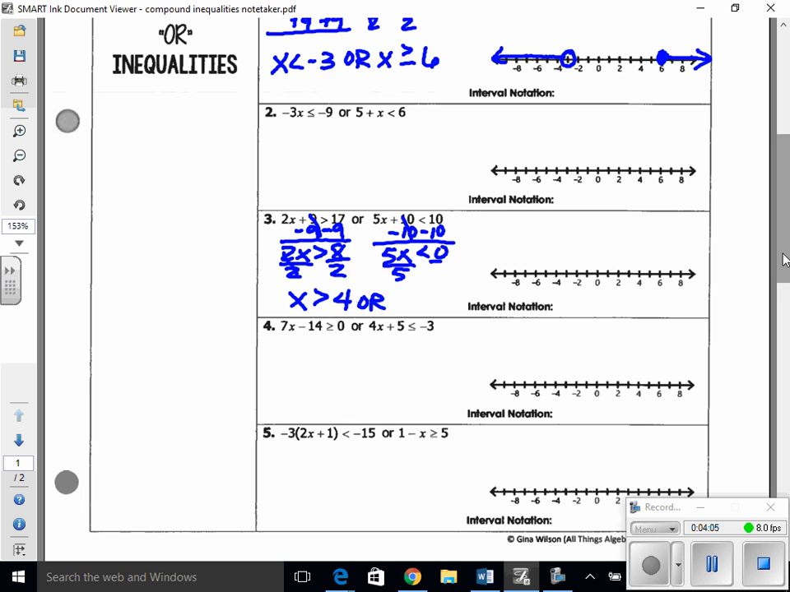We need to divide by 5. No need to flip the sign. X is less than 0.